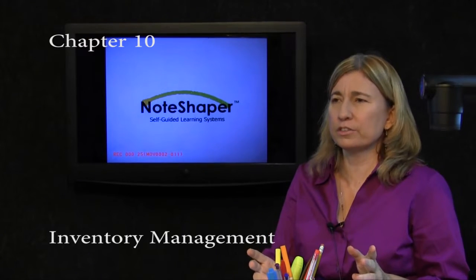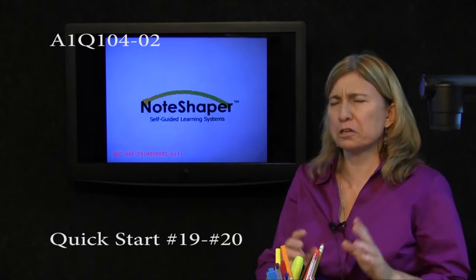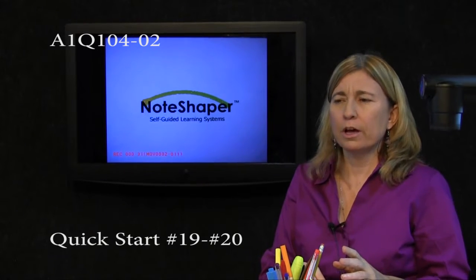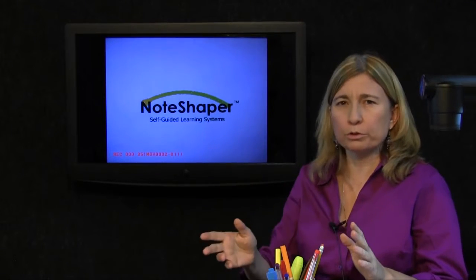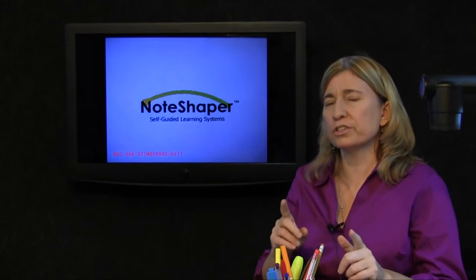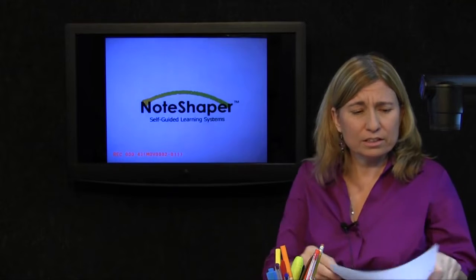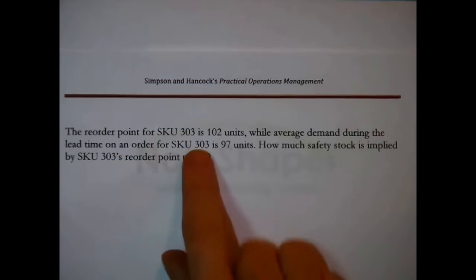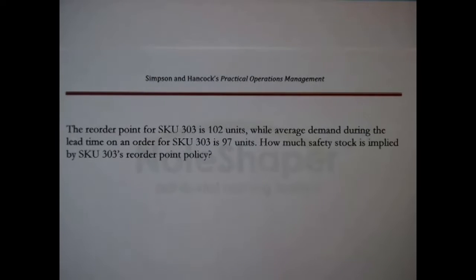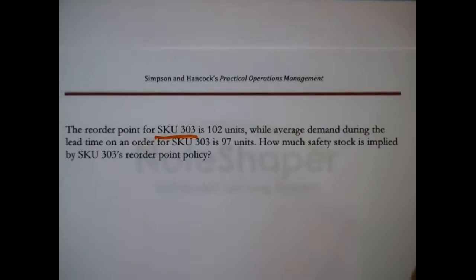Safety stock is essentially inventory that you keep just in case something unexpected happens. Setting a reorder point, like when are we going to order new stuff, is essentially a decision in setting safety stock. This question is hitting on that point. The reorder point for SKU 303 is 102 units. Okay, so SKU 303 is just some certain thing that we keep around.